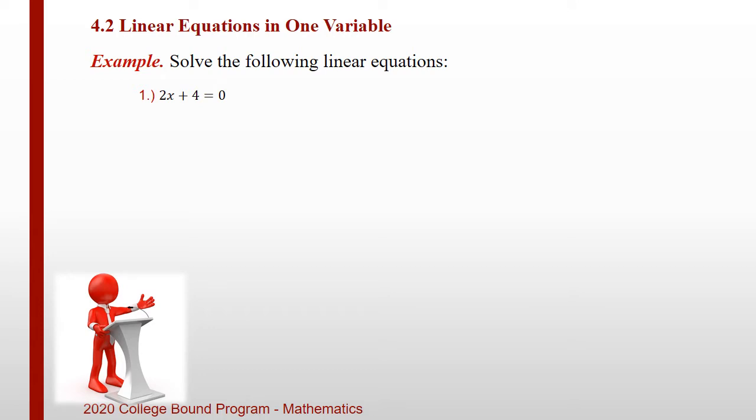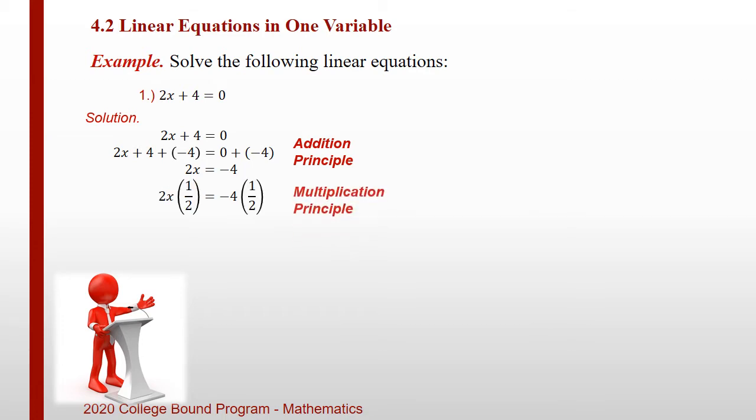Now, suppose you are asked to solve the linear equation 2x plus 4 equals 0. To solve this, we will do algebraic computation to find the value of x. That is, by addition principle, we will add negative 4 to both sides of the given equation to get 2x equals negative 4. This is because 4 plus negative 4 equals 0 and 0 plus negative 4 is negative 4. Next, we multiply 1/2 to both sides so that we have x equals negative 2.